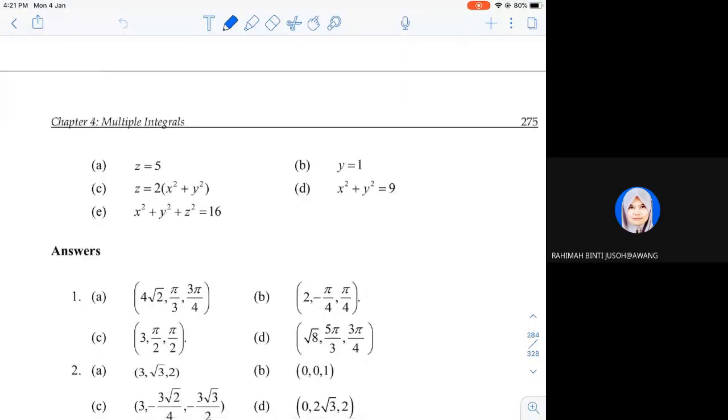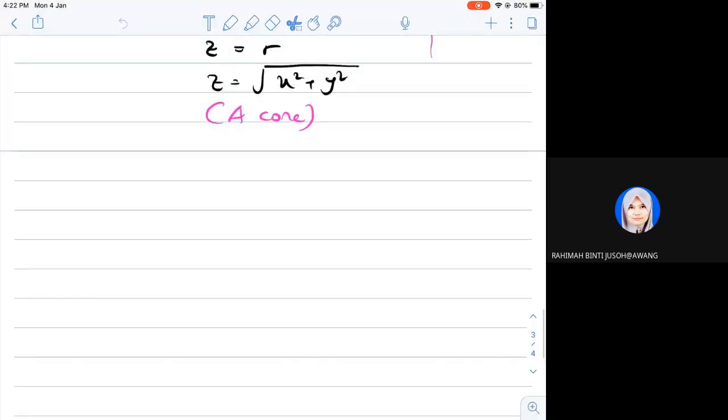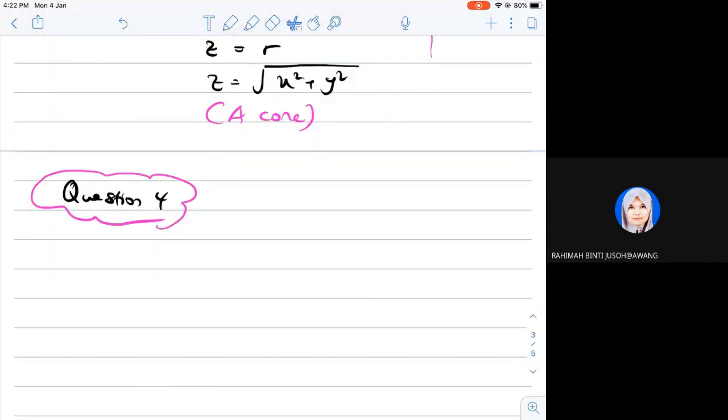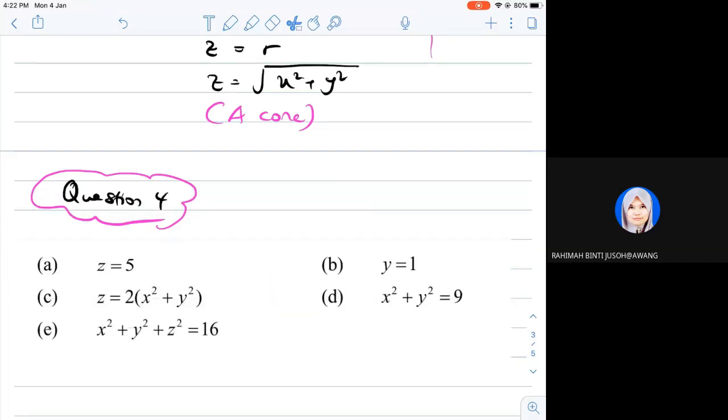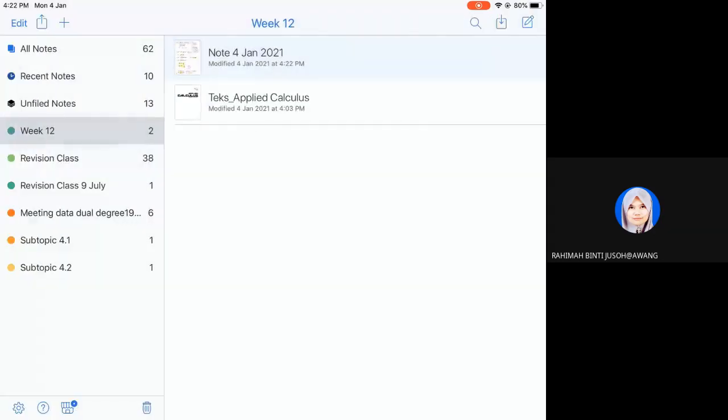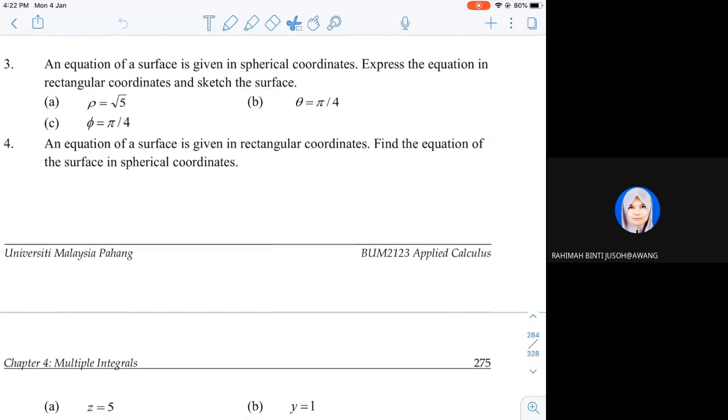Number 4. Okay, let us do question number 4. Alright, what does this question ask? An equation of surface is given in rectangular coordinates. Okay, we are given a surface in rectangular coordinates. So we need to find the equation in spherical coordinates. Previously we changed from spherical to rectangular, but now we want to change from rectangular to spherical equation.